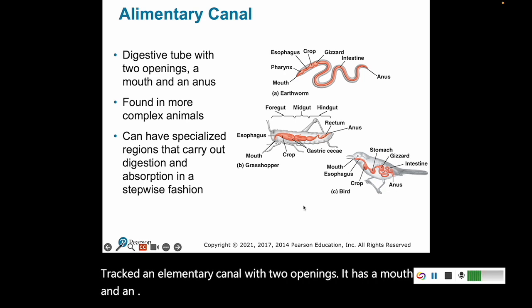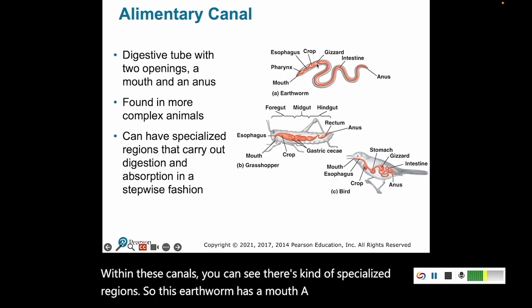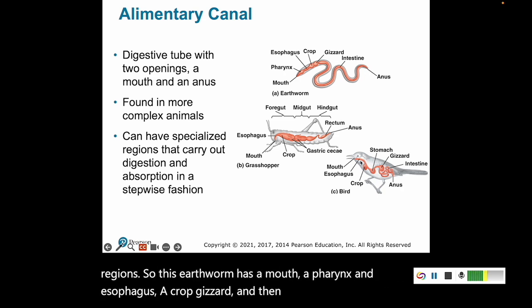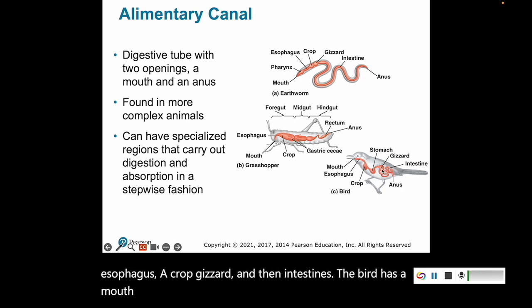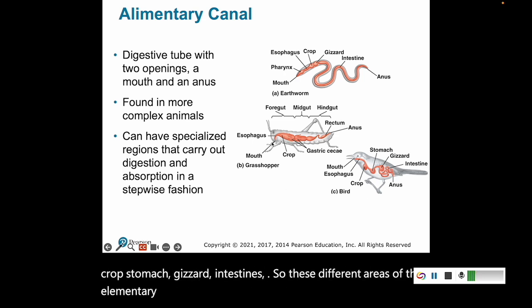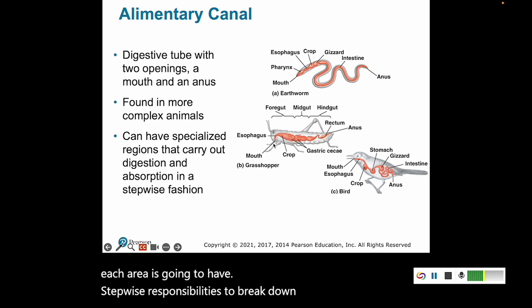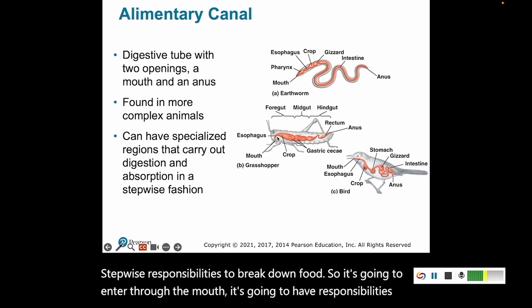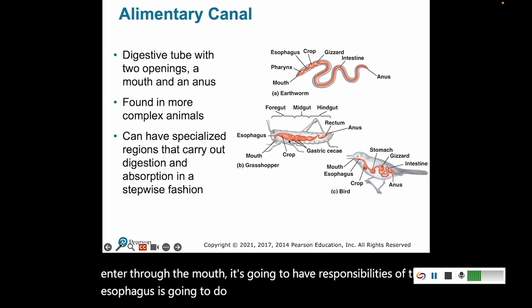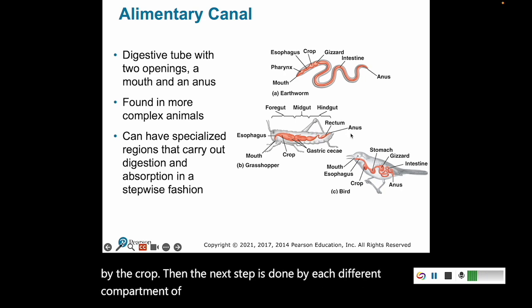Within these canals, you can see there's kind of specialized regions. So this earthworm has a mouth, a pharynx, an esophagus, a crop, gizzard, and then intestines. The bird has a mouth, esophagus, crop, stomach, gizzard, intestines, anus. So there's different areas of this alimentary canal. It's not exactly like that straw we were talking about. It does have specialized areas, and each area is going to have stepwise responsibilities to break down food. So it's going to enter through the mouth. If the esophagus is going to do something, then the next step is done by the crop. Then the next step is done by each different compartment of this animal's alimentary canal.